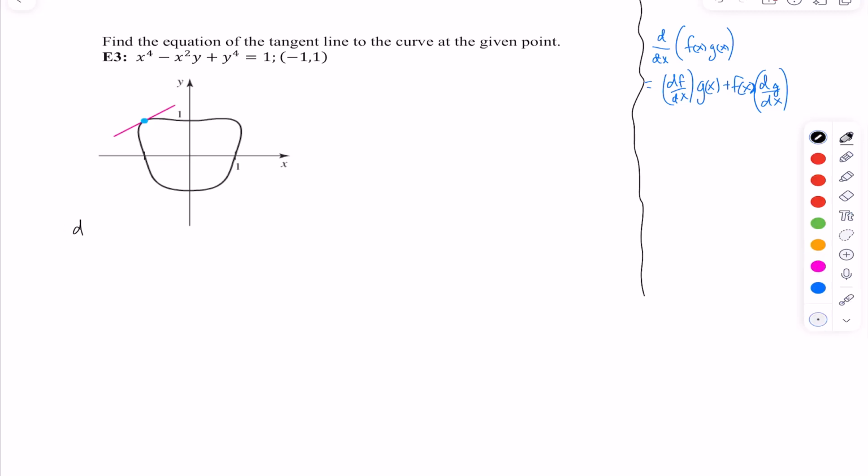Remember, y is a function of x, so we're going to differentiate with respect to x. And notice x squared times y is called a product, so we're going to use the product rule here, along with the chain rule, whenever we have to implicitly differentiate a y that is beyond the exponent of 1.